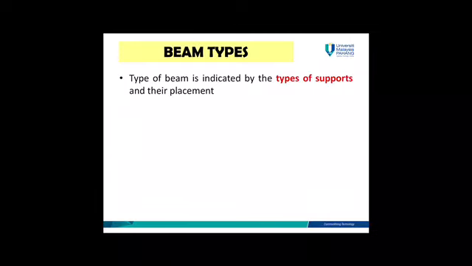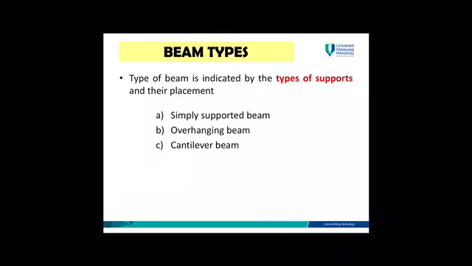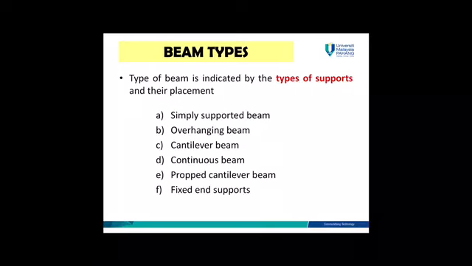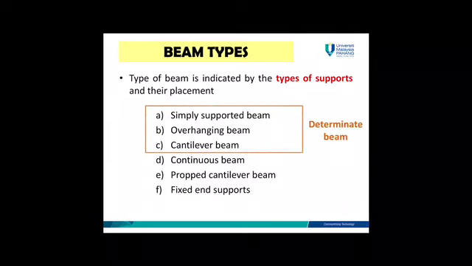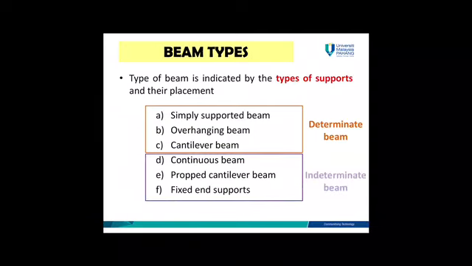Before we go to the analysis of beams, take a look at the beam types. We have several beam types: simply supported beam, overhanging beam, cantilever beam, continuous beam, propped cantilever beam, and also fixed-end supports. The first three types of beams we call determinate beams, while the last three we call indeterminate beams. What is the difference between determinate and indeterminate beams?